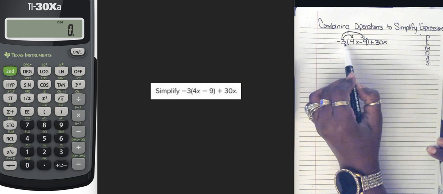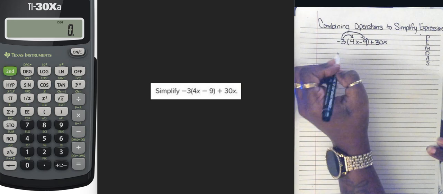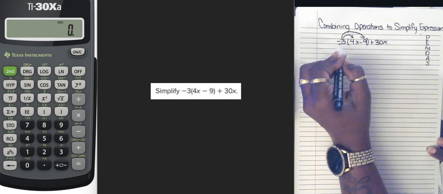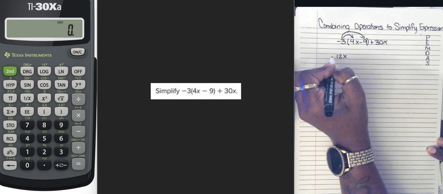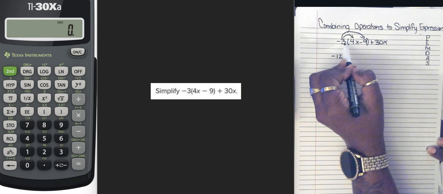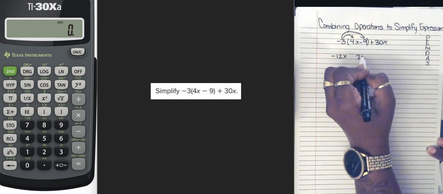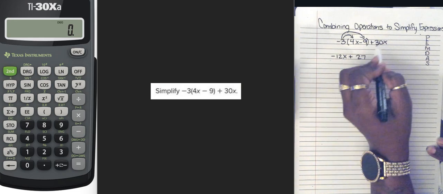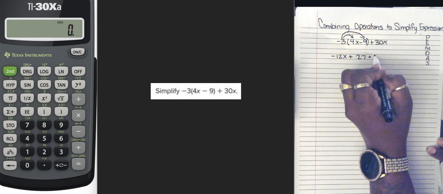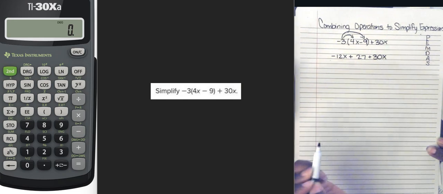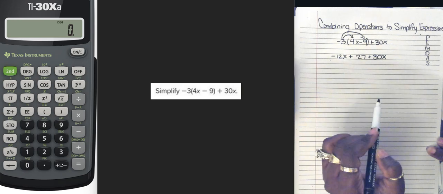So what we're saying is we're going to multiply negative 3 times 4x. That gives me 12x's. That's a negative and a positive, that gives me a negative. Then we have negative 3 times negative 9. That gives me 27. And then we have a negative times a negative, which gives me a positive. And then we're going to just bring down our last term, 30x. So this is what it looks like outside of the parentheses.